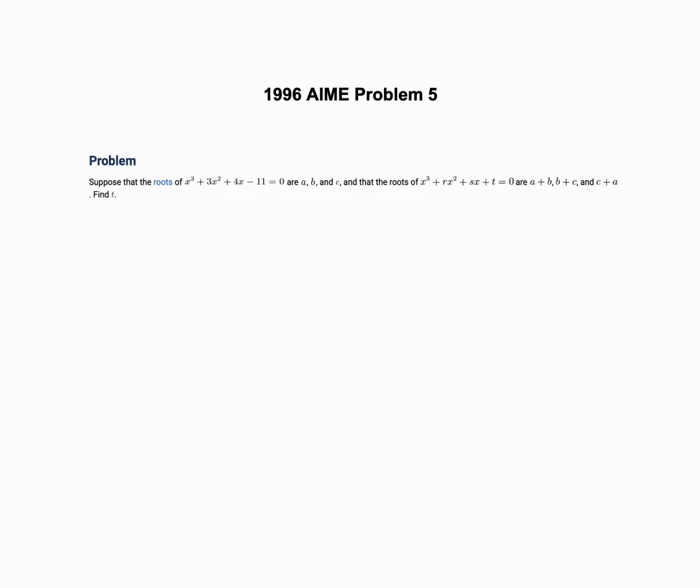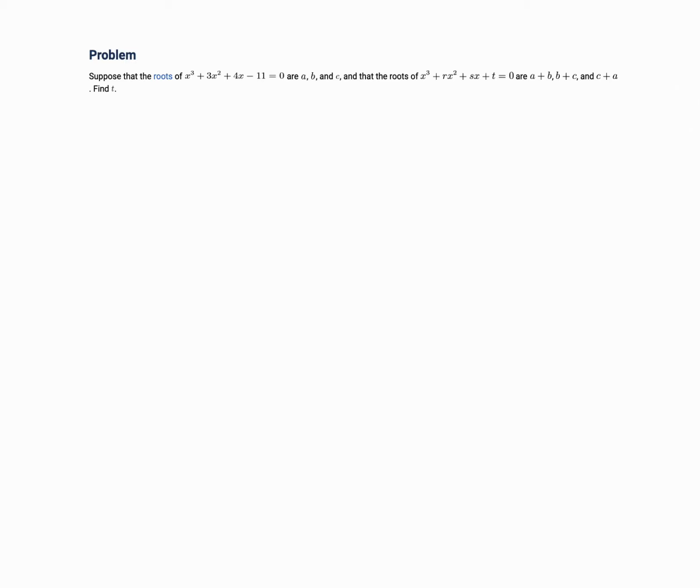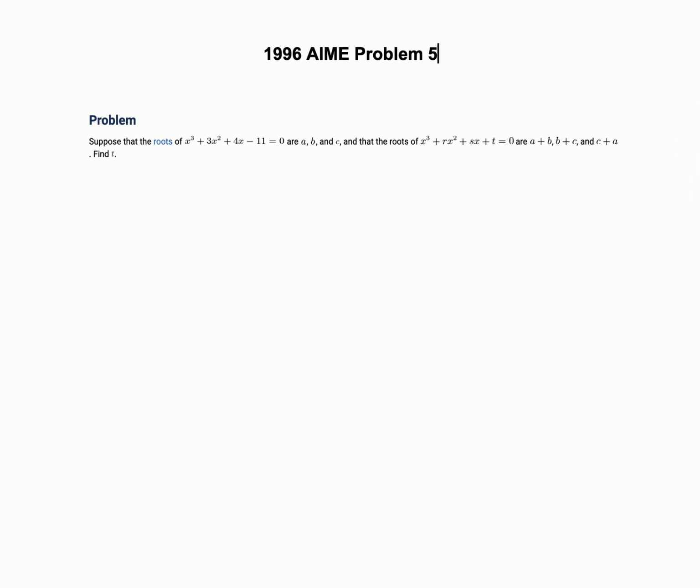Okay, so here's my solution to 1996 AIME Problem 5. Suppose that a, b, c are the roots of x cubed plus 3x squared plus 4x minus 11 equals 0. And then the roots of x cubed plus rx squared plus sx plus t equals 0 are a plus b, b plus c, and c plus a. Find t. So basically for this problem, what you have to use is Vieta's formulas.